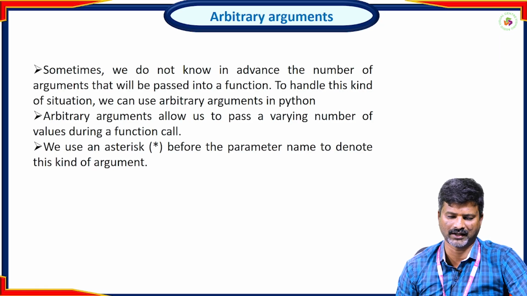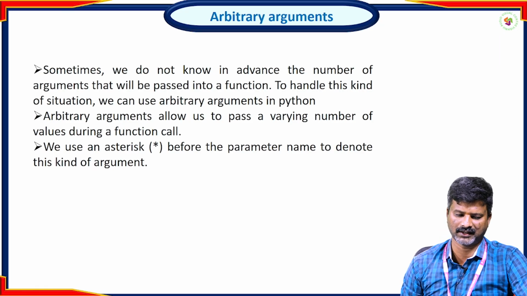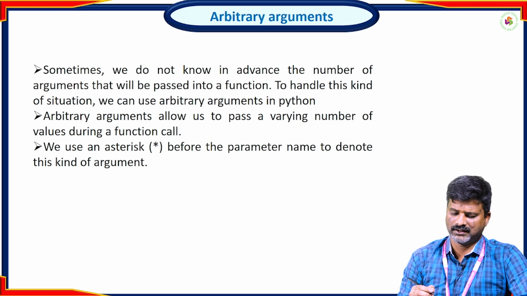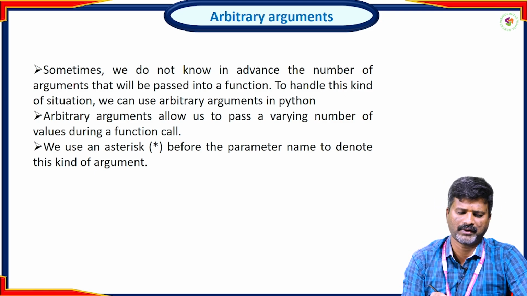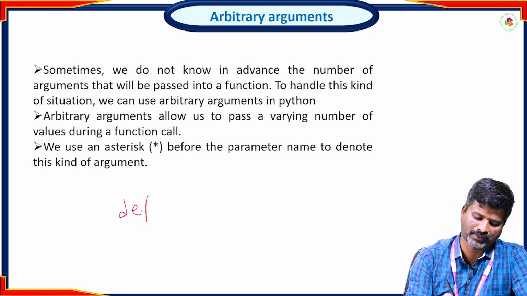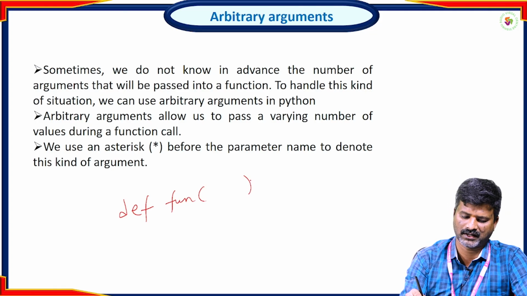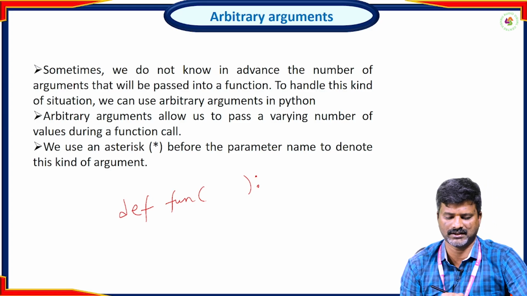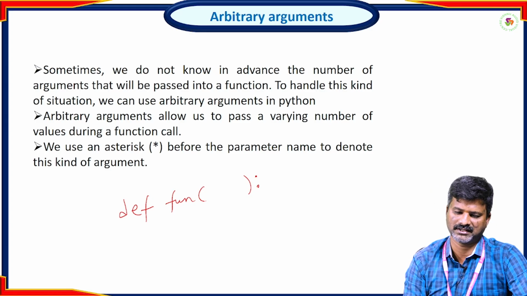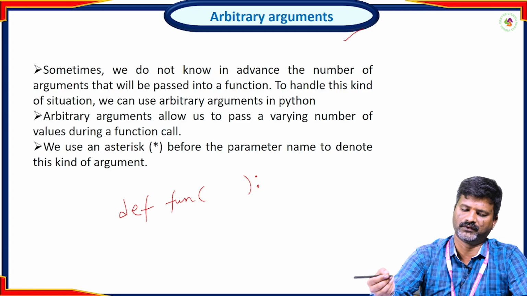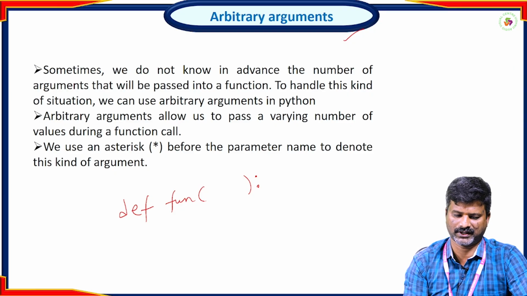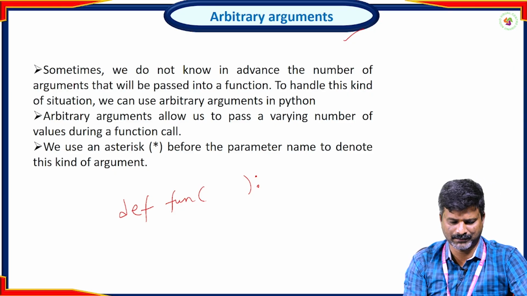Then coming to arbitrary arguments. Arbitrary arguments are nothing but, in some situations, we don't know how many parameters we want to pass. For example, fun is a function. I don't know exactly in advance how many parameters I need to pass. In that situation, arbitrary arguments will be helpful. So how do you use arbitrary arguments?